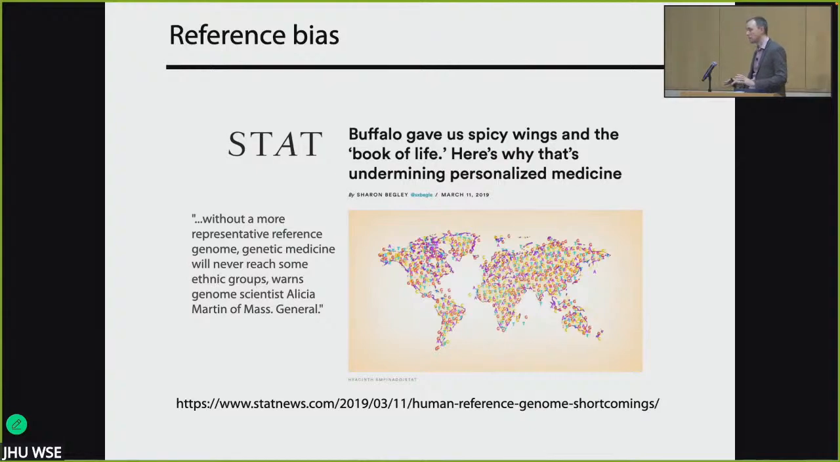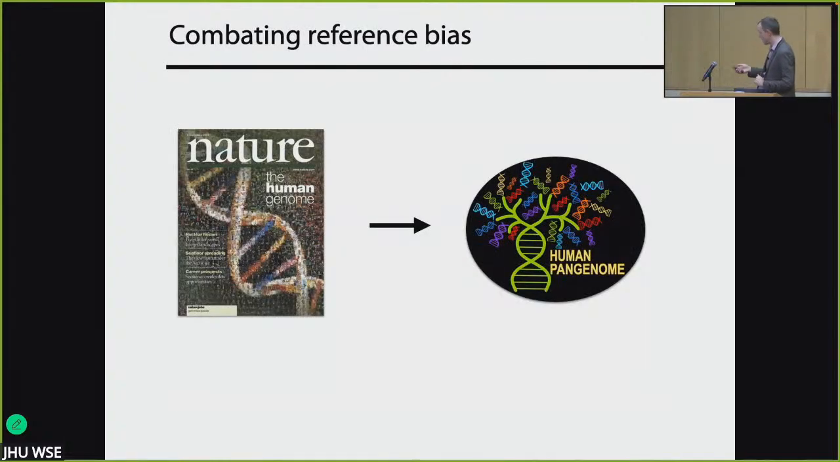Okay, but I'm here to tell you, there are solutions available. So for example, instead of using as our reference the human genome, what if we were to use the human pangenome? This is one genome. This is hundreds of genomes. Why would we do that? Why would that, it sounds harder. Why would we do that?